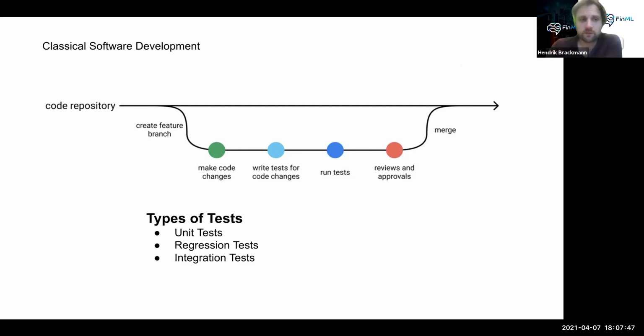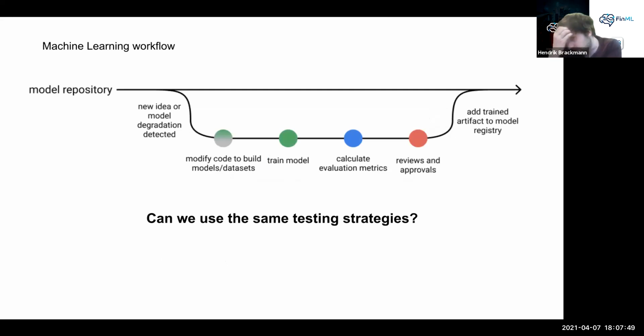Cool. So if we compare that to a very basic machine learning workflow, we have a new idea or some kind of model being detected. We would then again have some kind of branch, modify code to build artifacts, train a model, and calculate some evaluation metrics on some kind of testing data set, maybe do cross-validation. And ideally, there's some kind of review process on top of that before things get released to production.